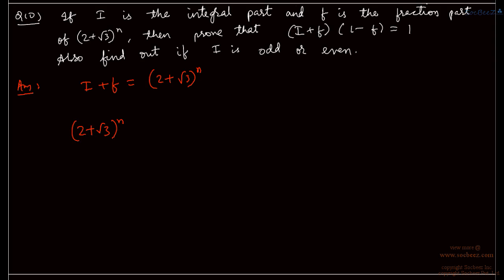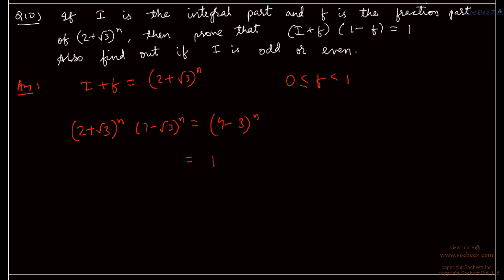Now I see that 2 plus root 3 power n into 2 minus root 3 power n is equal to, this is a plus b into a minus b, so it is 4 minus 3 power n, which is equal to 1. And so I observe this part. Also note that f cannot be 1. But it can always be 0. f can always take the value 0.